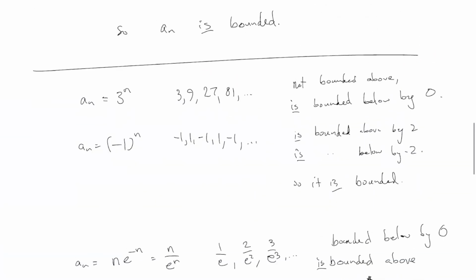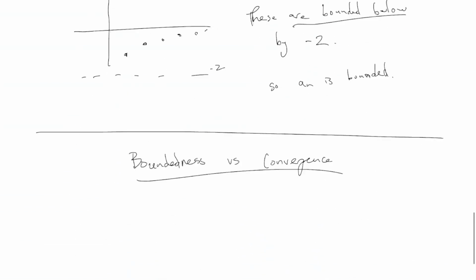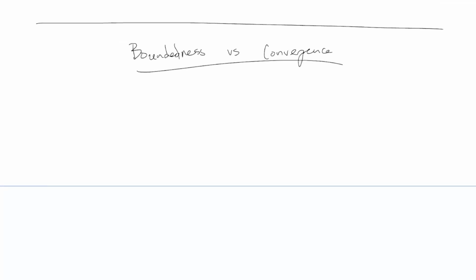What about this one here? This one does not converge because it goes up forever, and it is not bounded. It was bounded below but not bounded above. So there's a very close relationship between boundedness and convergence. I think it's not so hard to convince yourself. Any convergent sequence is automatically bounded.